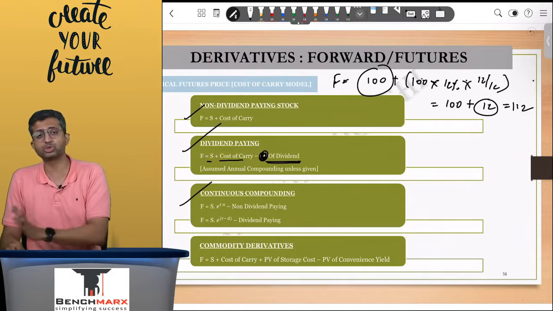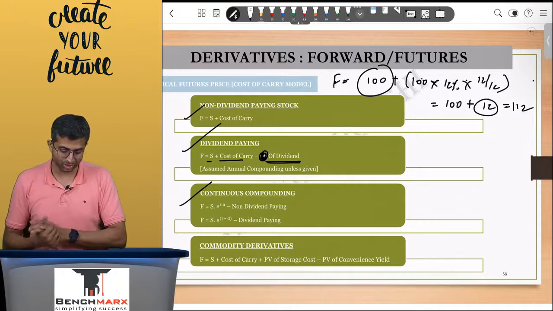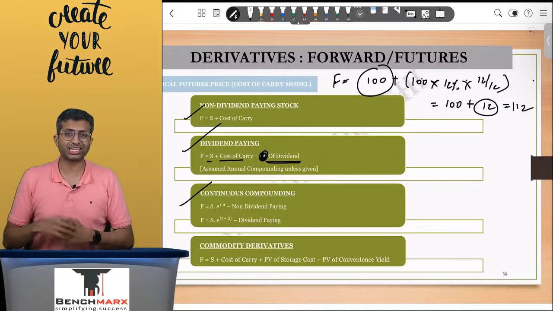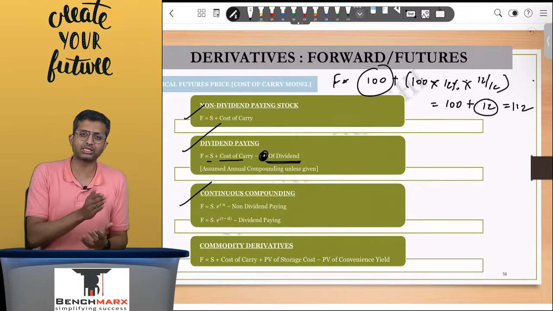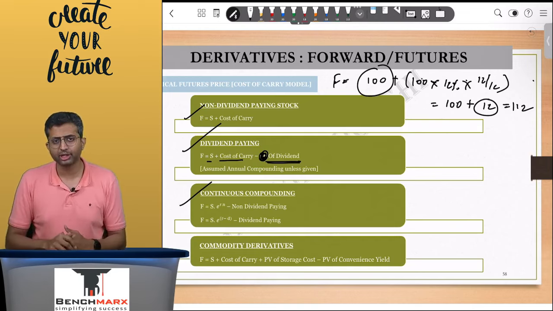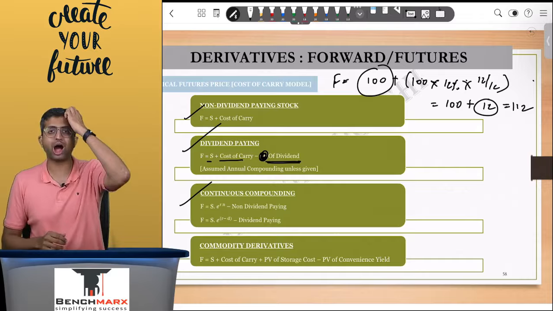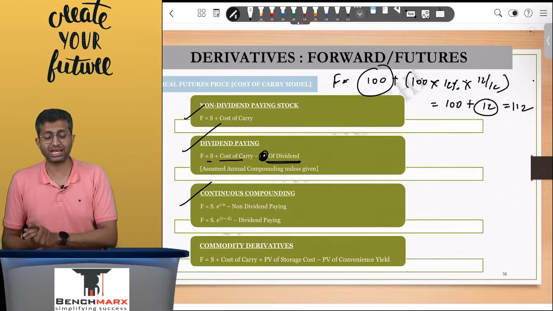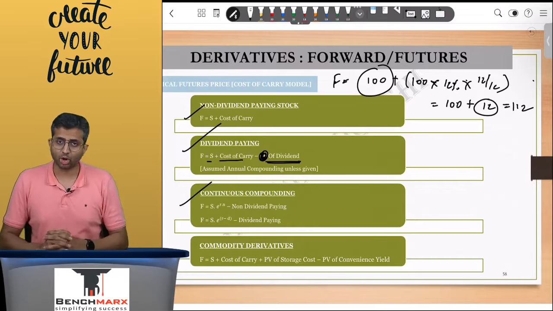However, there can be questions which involve even continuous compounding. So in case of continuous compounding, you will take e raised to Rn. So your theoretical futures price will be spot into e raised to Rn. If there is dividend as well, then spot into e raised to (R minus D) into N, where N is the number of years. This is in case of regular stock futures.